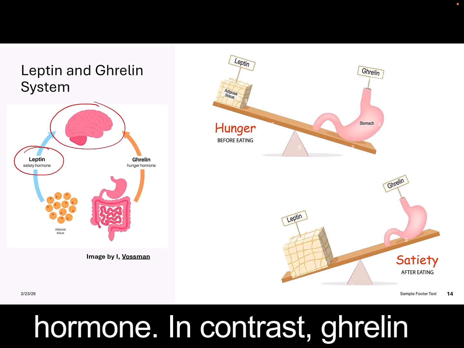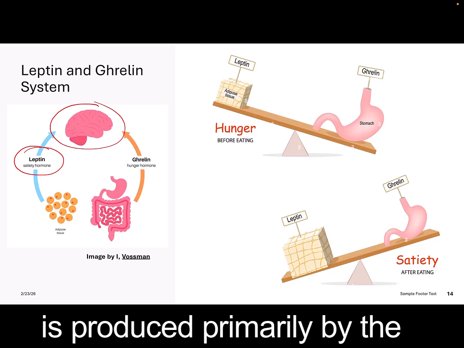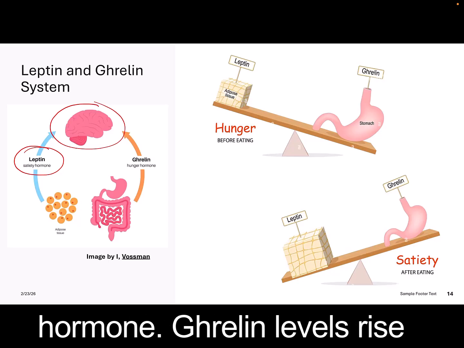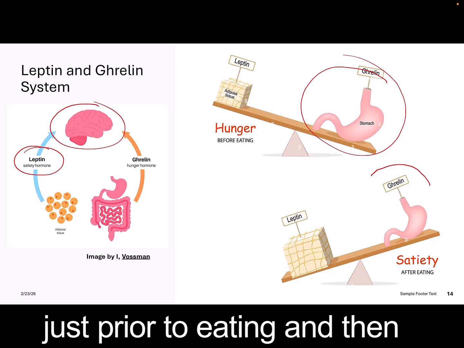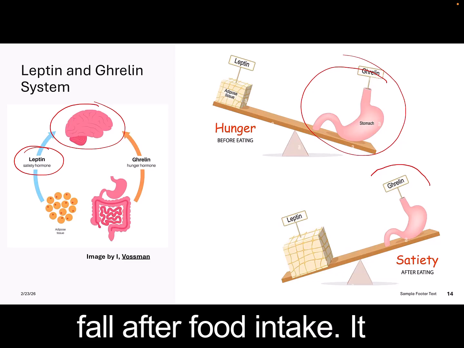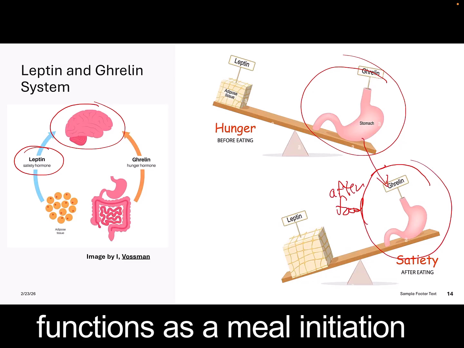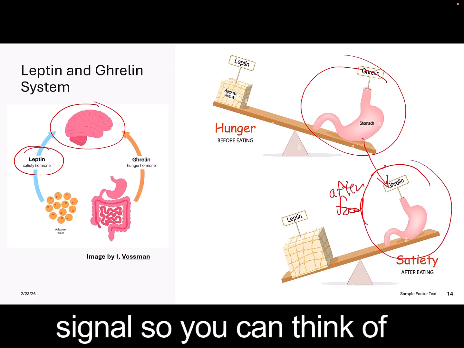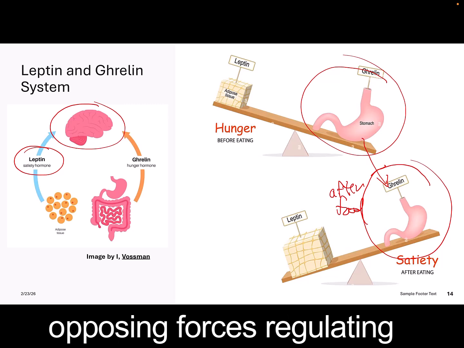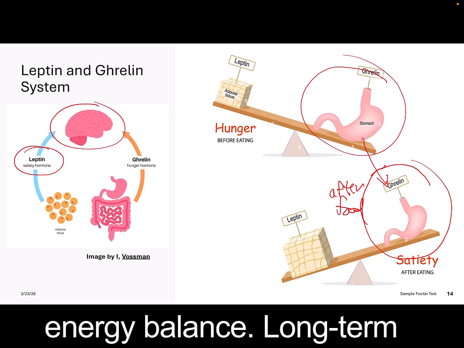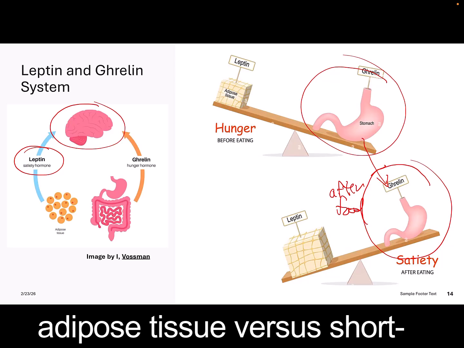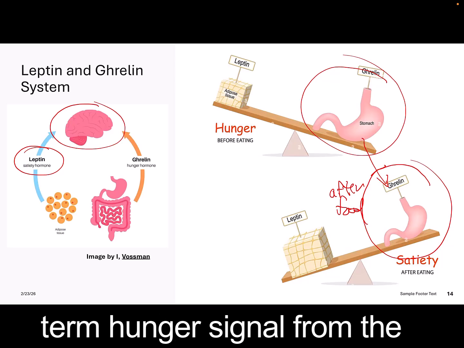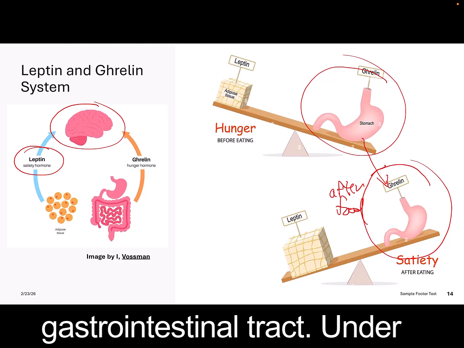In contrast, ghrelin is produced primarily by the stomach and is the hunger hormone. Ghrelin levels rise before meals and peak just prior to eating, and then fall after food intake. It functions as a meal initiation signal. So you can think of leptin and ghrelin as opposing forces regulating energy balance: long-term energy storage signals from adipose tissue versus short-term hunger signals from the gastrointestinal tract.